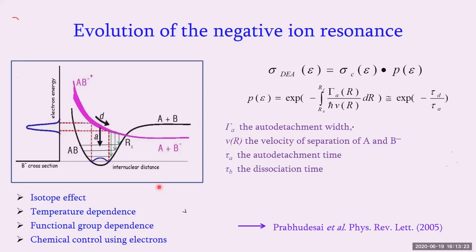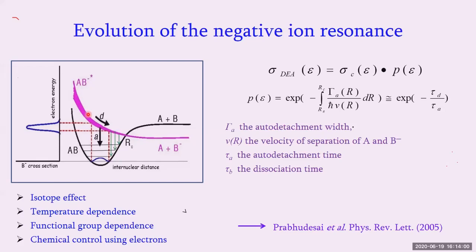So the evolution of the negative ion resonance, we can now look at in terms of potential energy curves. What you have here is the neutral molecule AB, and on electron attachment you arrive at AB minus star, an excited state of the molecular negative ion, which I have shown as a purely repulsive curve, and as a result it dissociates. But notice that there is a finite probability for the autodetachment process.